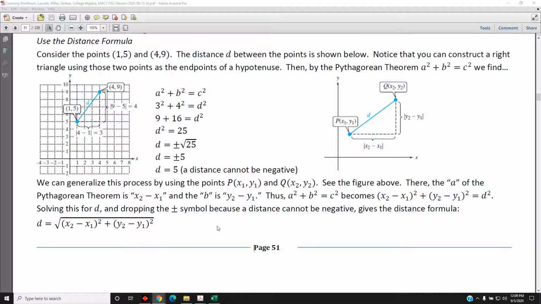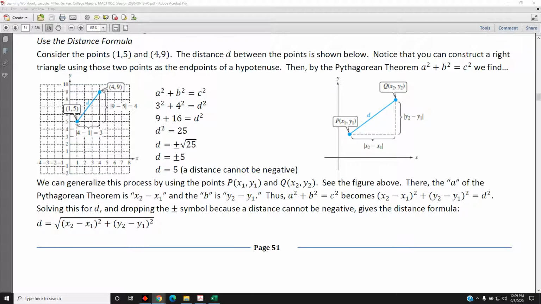The topic of this video is using the distance formula. Consider the points (1, 5) and (4, 9). The distance between the points is shown below. Notice that you can construct a right triangle using those two points as the endpoints of a hypotenuse.